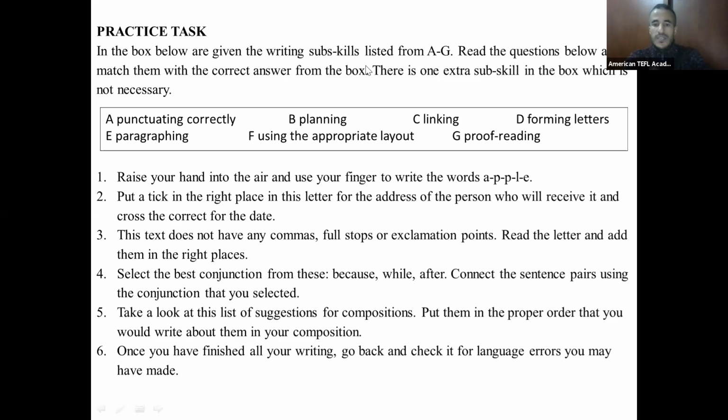Yes, thank you, Isra. I agree. It's forming letters. Wonderful. So number one is forming letters. Now, I would like to give you 5 minutes and you do number 2, 3, 4, 5, 6 alone. 5 minutes and we discuss.